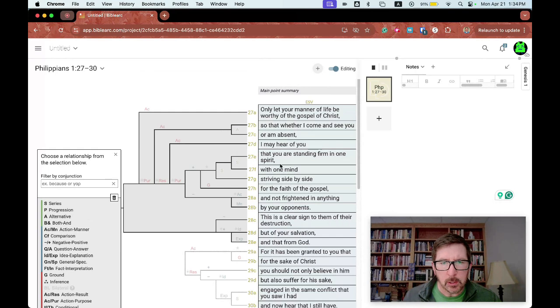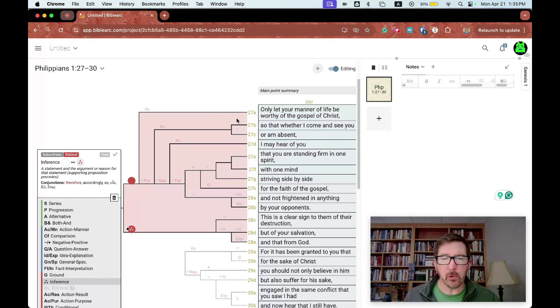All of this is an action and a result, I think. Or, I mean, I suppose it could be an inference. You could say, hey, all of this is going on. Live worthy of the gospel, so that you can be standing firm. Because obviously Paul isn't with us now, but live in a manner of the gospel so that you can stand firm in unity and not frightened in anything. Therefore, that is a clear sign of their destruction and your salvation.